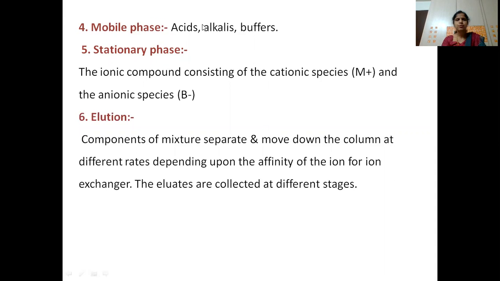Now what happens when you pour this mobile phase? When the mobile phase is made to flow into the column, it will help in the separation of the components. So the components will get separated. How will they get separated? Depending upon the affinity of the ion for the ion exchanger. Some ions will bind strongly to the ion exchanger, and some will bind very weakly. So a more strongly bound ion will elute slowly. If the ion bound to the ion exchanger has weak affinity, then that particular ion will be eluted out first.